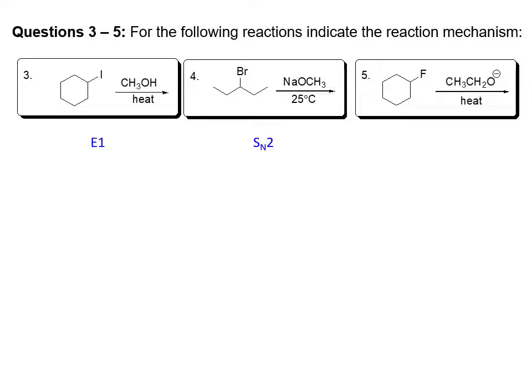And the final example has fluorocyclohexane. Alkyl fluorides undergo only one possible reaction. You don't need to look at reaction conditions, and you don't need to look at the nature of the base or nucleophile, although we need to use a strong base. The only possible reaction of alkyl fluorides is E2 elimination. That's because the fluoride anion is a poor leaving group and it can only undergo elimination reactions.